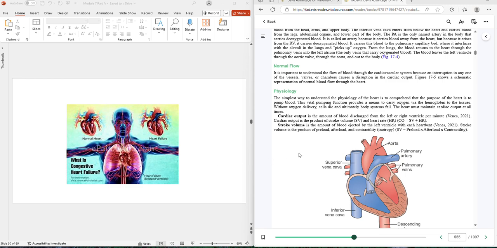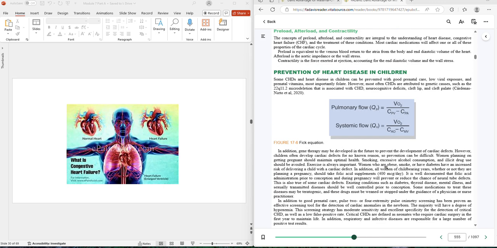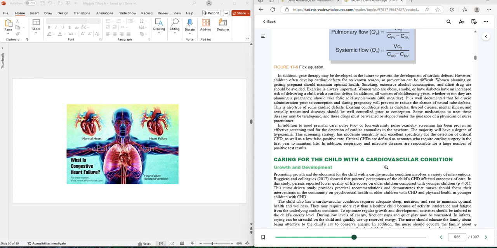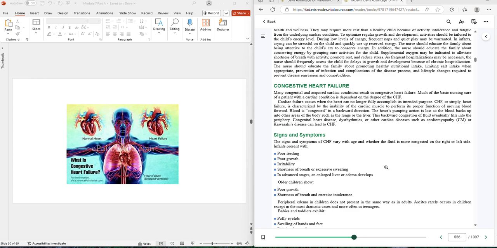On page 556, we're going to talk about congestive heart failure. I'm not spending a whole lot of time on this with pediatrics because it is rare, very rare. If you go into cardiac ped specialty, by all means, you're going to learn all kind of things about it, but we're not going to spend a whole lot of time on this.